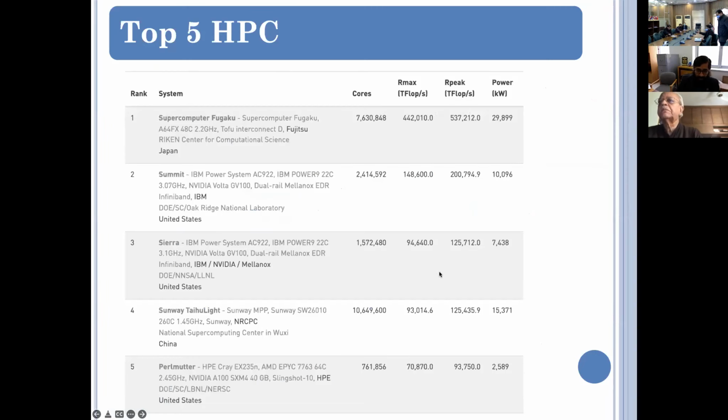Before starting my talk, first I would like to show you the top 5 high performance computers in the world. There is a website you should know, top500.org, that maintains the top 500 supercomputers around the world. Based upon the teraflops, it ranks different supercomputers in the world. Right now, as per November 2021 ranking, the top supercomputer is in Japan.